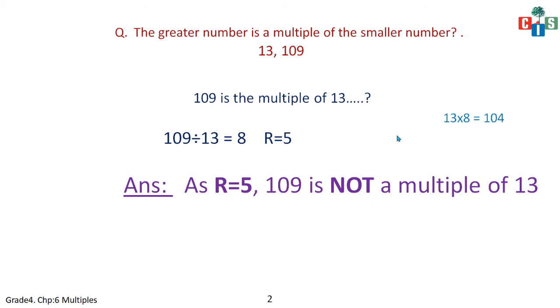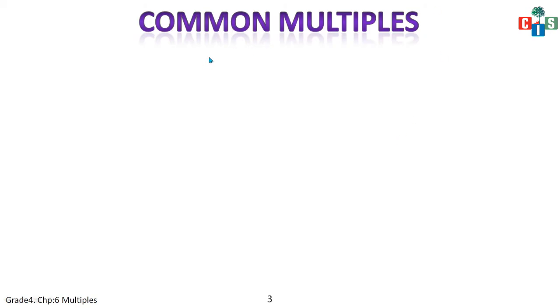Okay, now let's take the other topic, that is common multiples. Now common multiples means what? First of all, you have to find all the multiples and then you have to find which are the common multiples among the numbers. Fine. Now let's say find two common multiples of 15, 10 and 5. Three numbers are given. Okay.